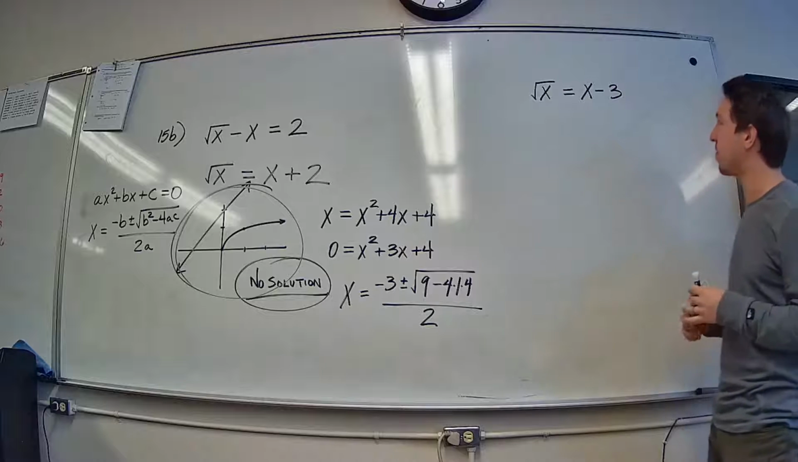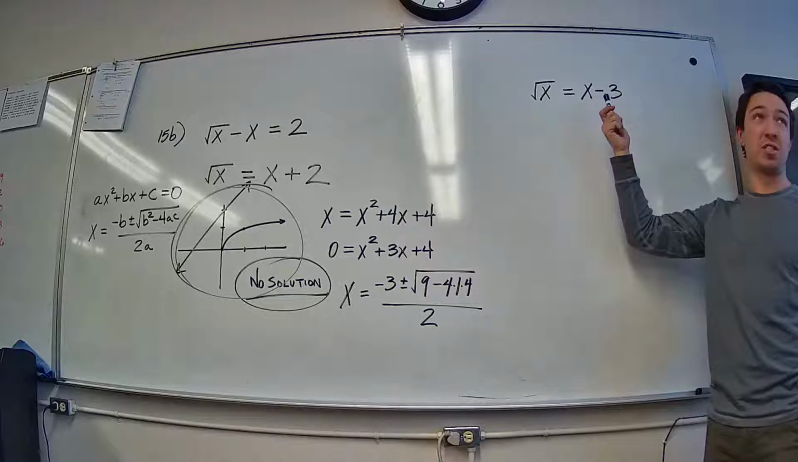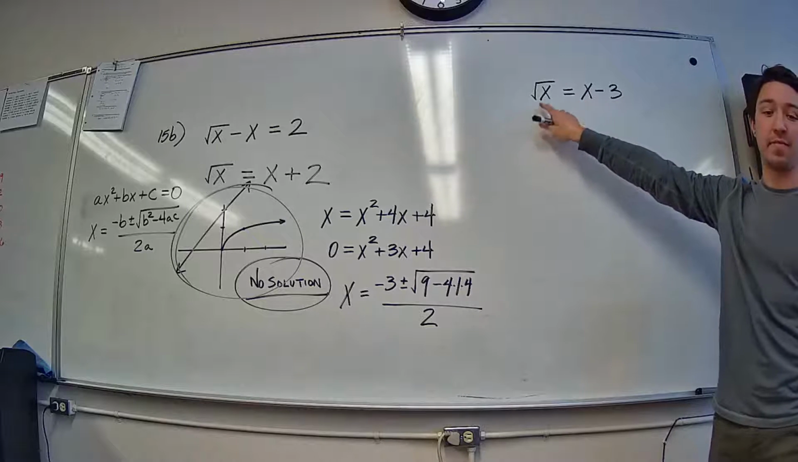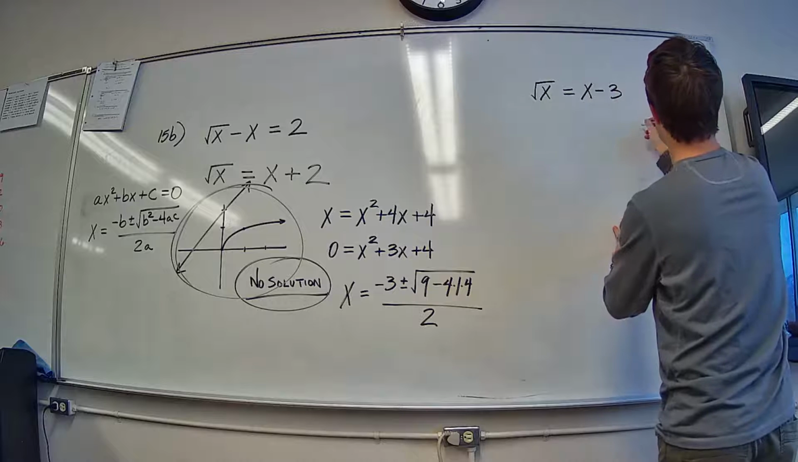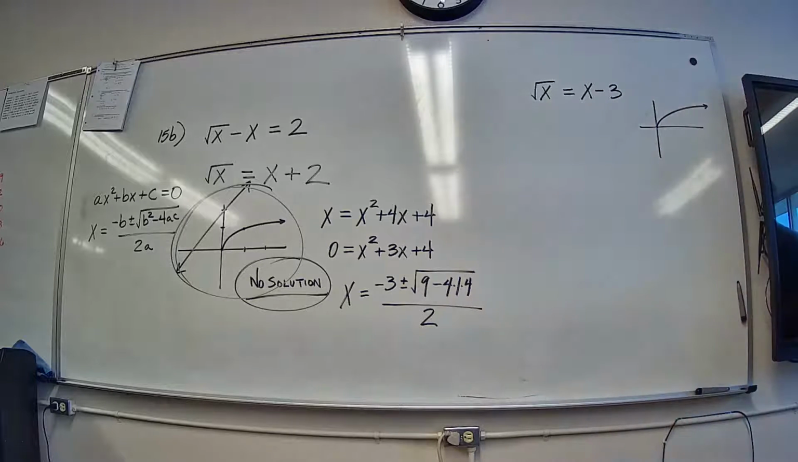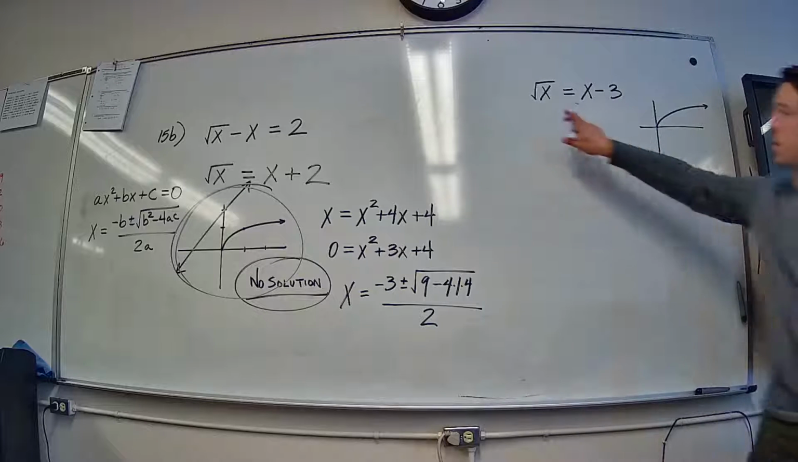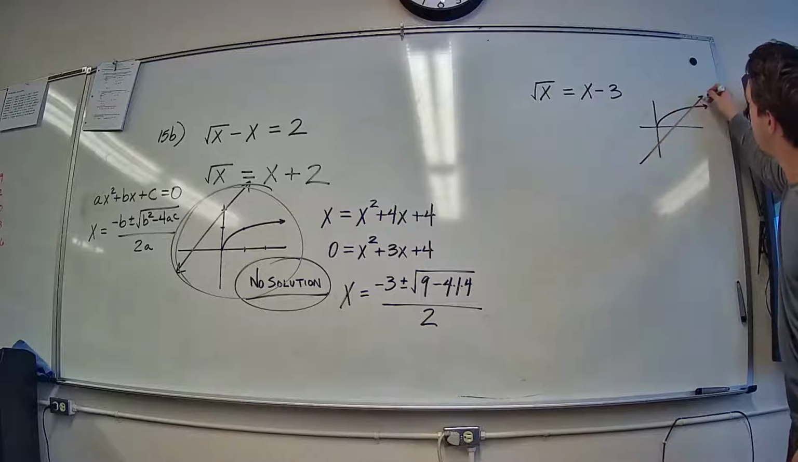Okay, that's true, positive. I can tell that just by looking at this, though. If there is a solution, it's got to be positive. I can't square root a negative number. There's your square root graph. So I graph the left side, and then graph the right side.